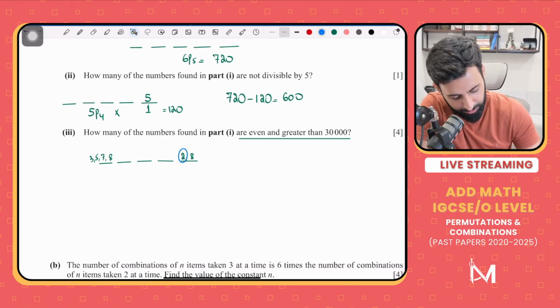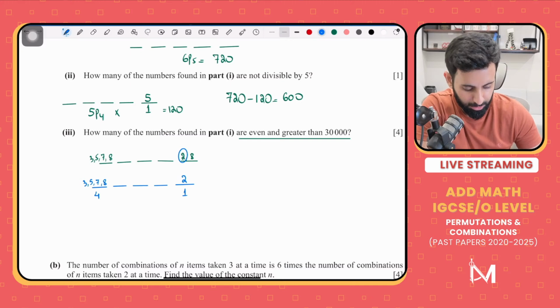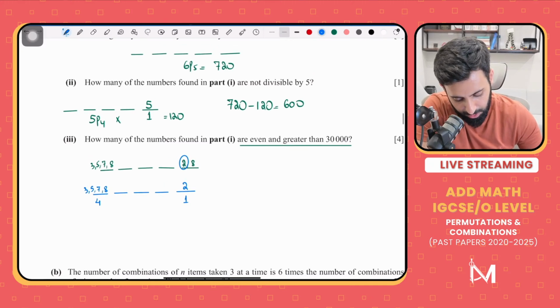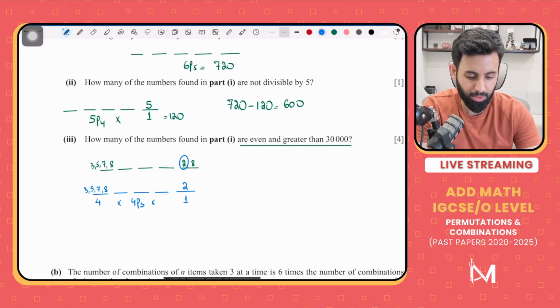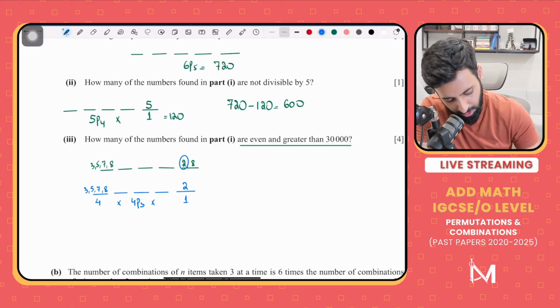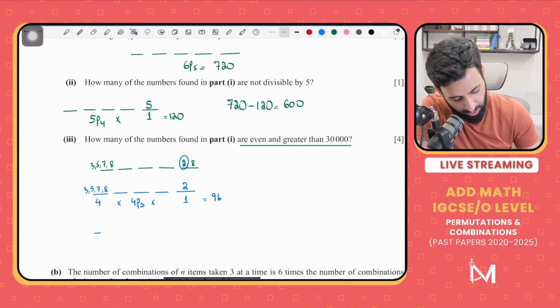Okay, make life easy. 1, 2, 3, 4, 5. So let's fix 2 as the last digit. So that means that's just one number. Okay, now if 2 is the last digit, that means we could have 3, 5, 7, or even 8 as the first digit. So that means we have 4 options. Acha, here we started off with how many numbers? We started off with 6. Now we have used 2, so that means we're down to 4 and we have room for 3. So 4P3. So 4 into 4P3 into 1. So 4 into 4P3, that's equal to what? That's equal to 96.